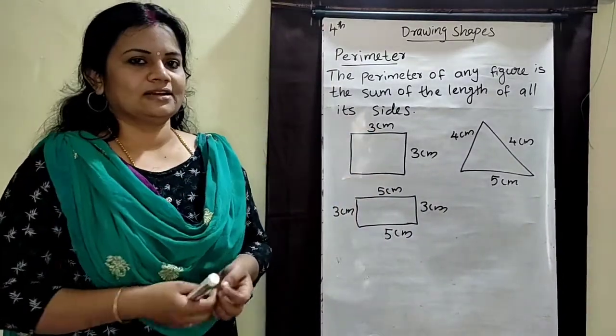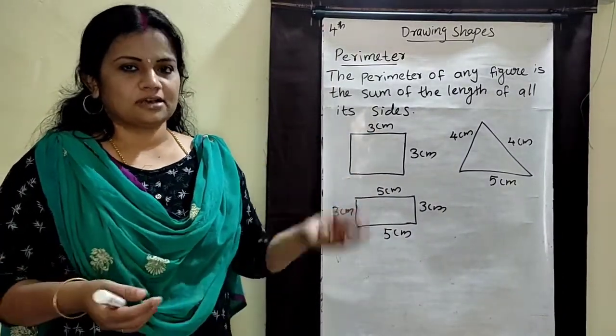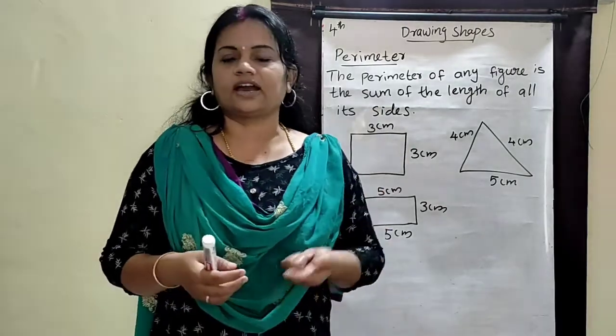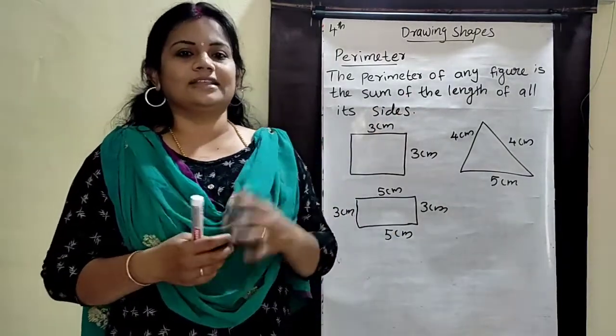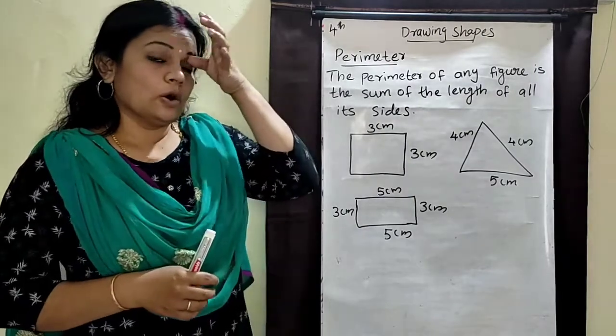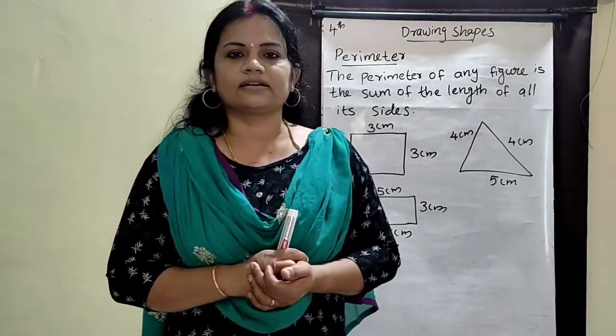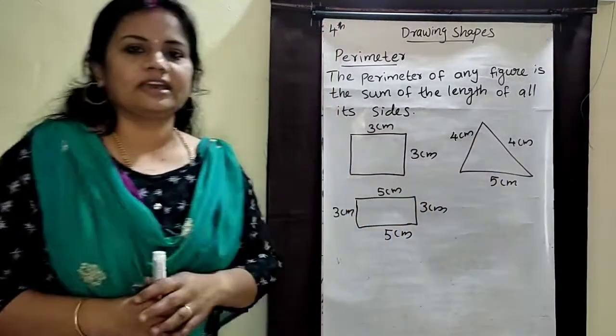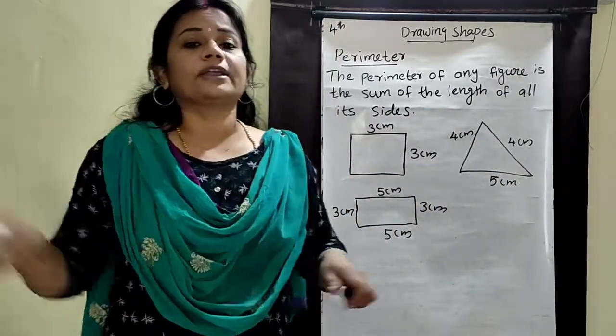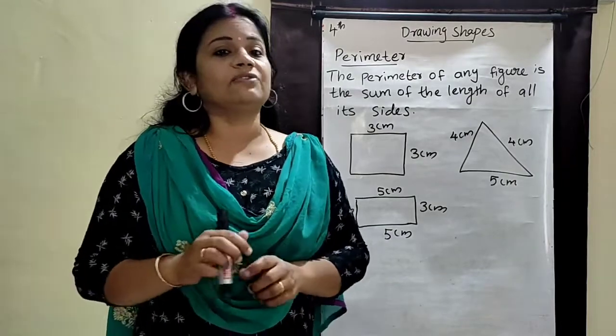In the last class we discussed drawing shapes. Do you remember that? You already learned the shapes: square, circle, rectangle, triangle, like that. Do you remember that? Okay, now we are going to discuss the perimeter. What is a perimeter? Many figures are given here, and we need to find out the perimeter of the given figures.